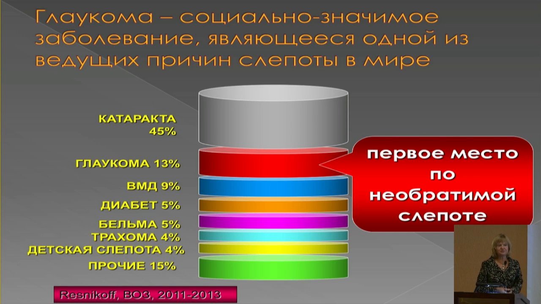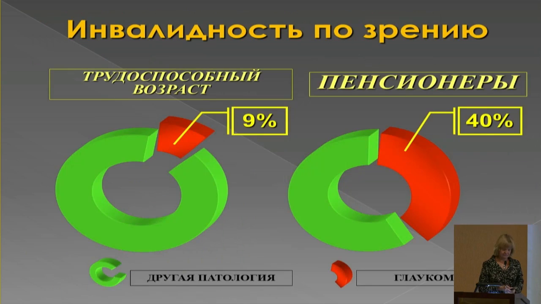Glaucoma is a very socially significant disease, not only in Russia, but also all over the world, because it takes the leading position among the reasons of irreversible blindness. Disability because of glaucoma is presented here. Among the employed population, it's 10 to 9%. Among the deceased, it's more than 40%.